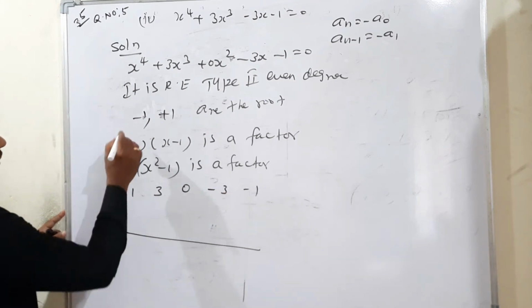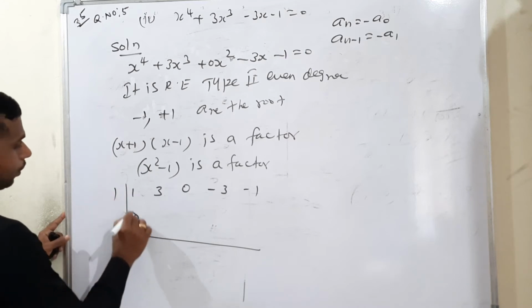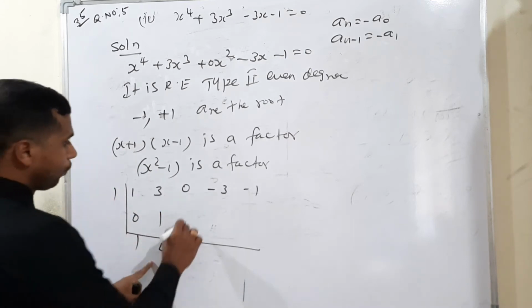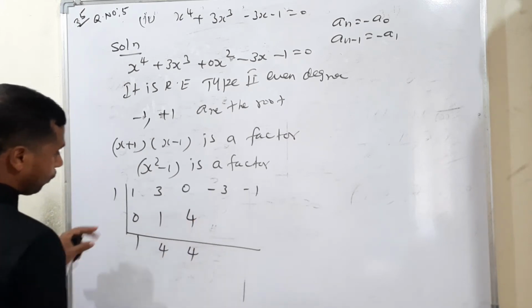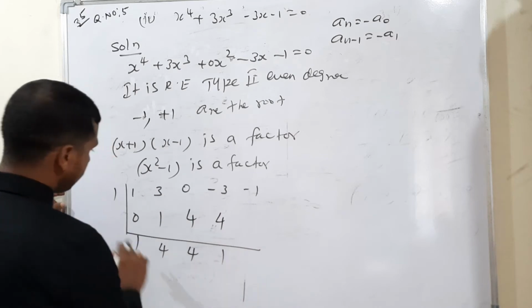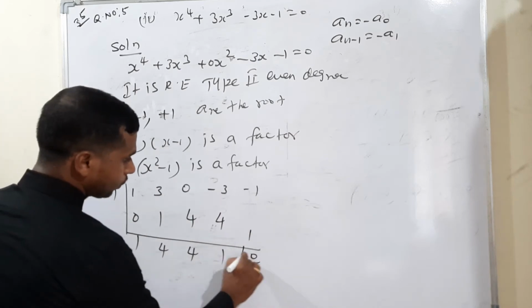So, condition first one, positive 1 means 0, 1 plus 0 means 1, 1 into 1 is 1, 3 plus 1 is equal to 4, 1 into 4 means 4, 4 plus 0 is equal to 4, 1 into 4 means 4, minus 3 plus 4 means positive 1, 1 into 1 means 1. So, minus 1 plus 1.